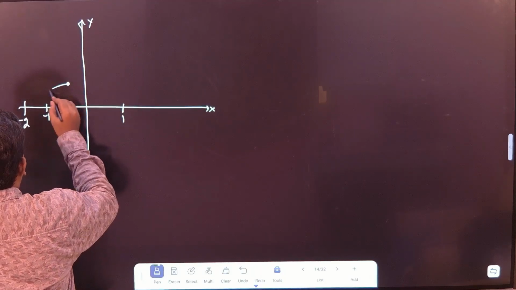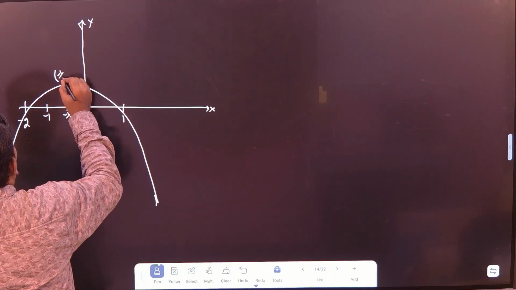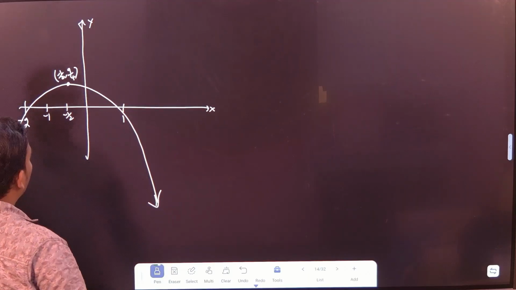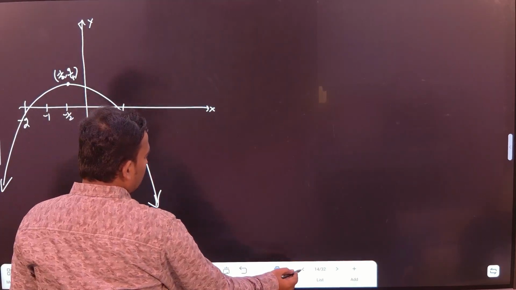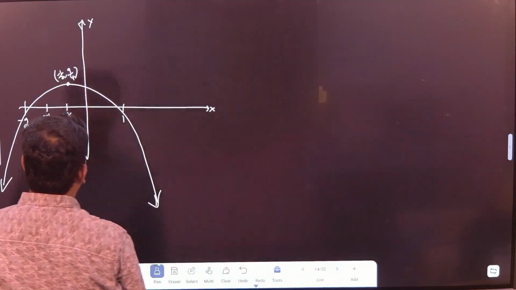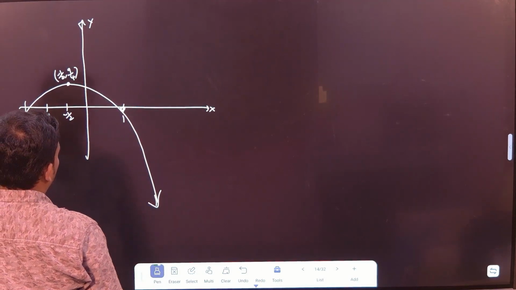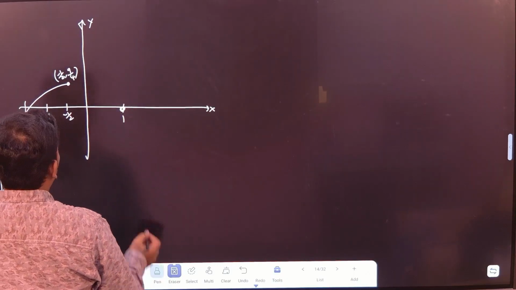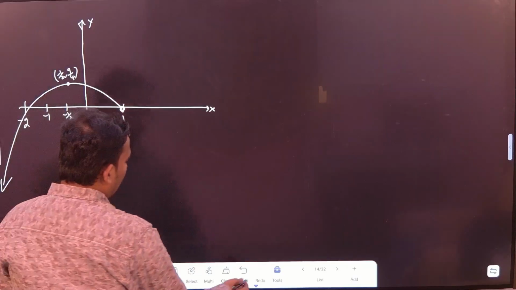Yes, the graph. This is your minus 1 by 2 comma 9 by 4, the vertex, right? This is your graph for when x is less than 1, right? Strictly less than 1, right? In the less than 1 case you have to take this one, right? So it is not included, no? Okay. So you remove this point, right? So for less than 1 you only have to take it like this.